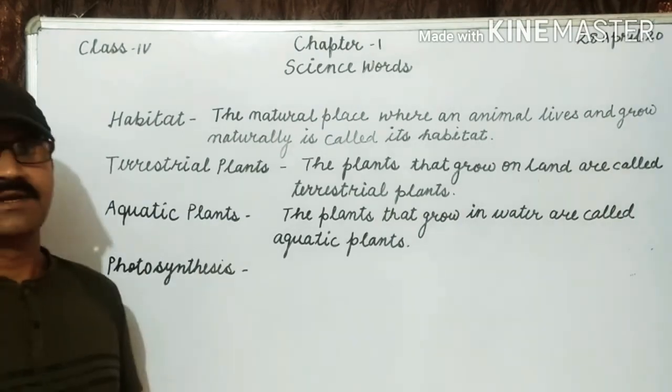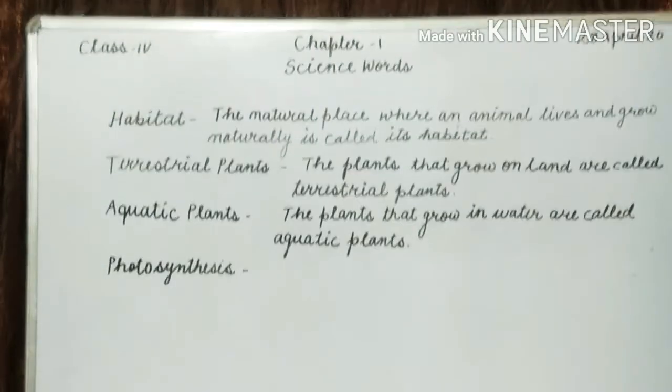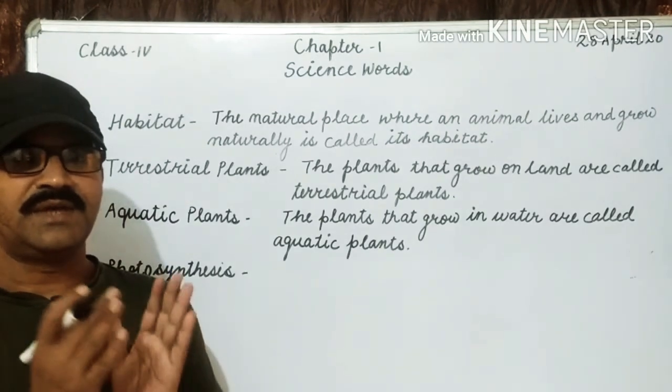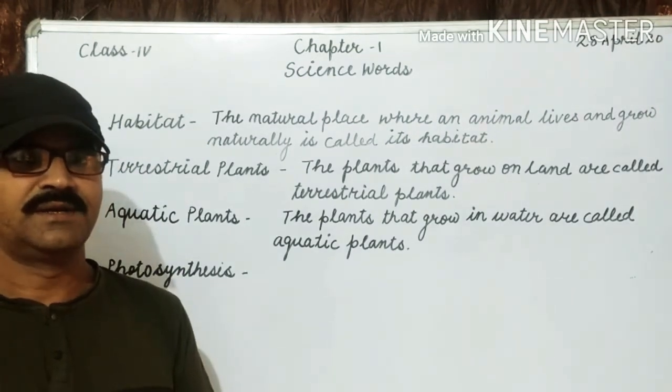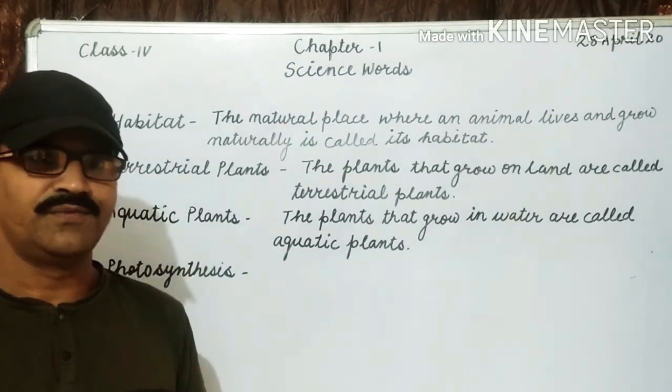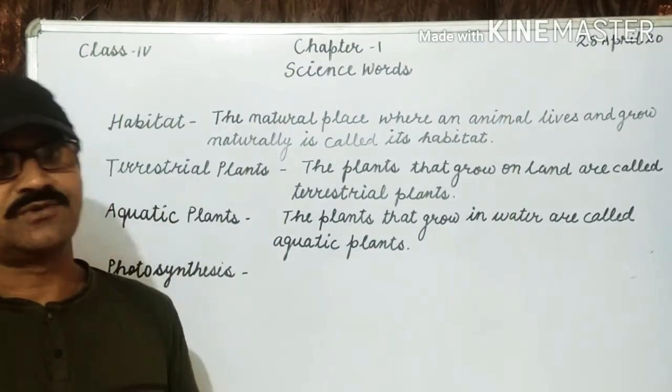Photosynthesis. The green plants prepare their food with the help of carbon dioxide and water. In the presence of sunlight and chlorophyll, this process is called the photosynthesis.